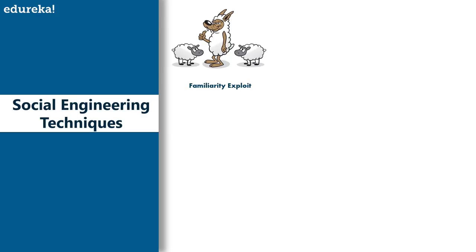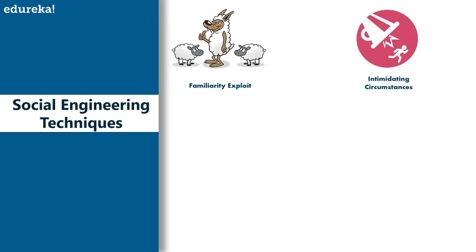The attacker can also ask for answers to questions such as where you met your spouse or the name of your high school math teacher, and the users are most likely to reveal the answer as they trust the familiar face. This information could later be used to hack email accounts and other accounts that ask similar questions if one forgets their password. Now, the second technique is an intimidating circumstance.